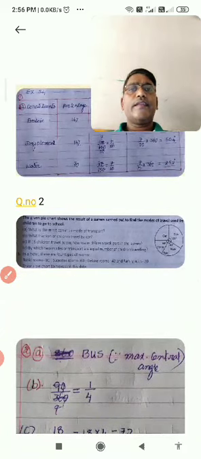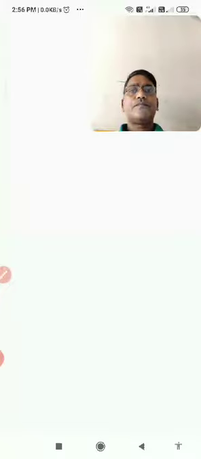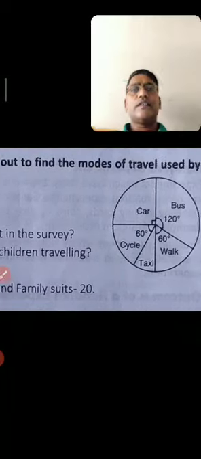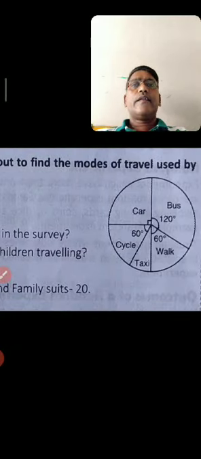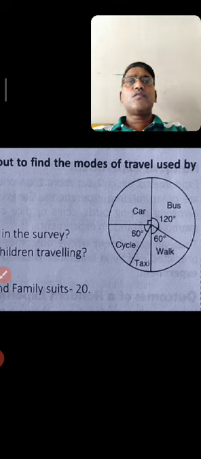Question number 2, again it is given. I will show the question to you first. You observe here, different transports are there. Modes of travel: car, bus, walk, taxi, cycle. Like in the histogram, where they give the question and we give the answer, here a pie chart is given and they are asking the question. According to the pie chart, you give the answers.